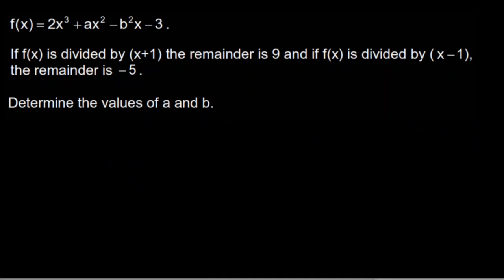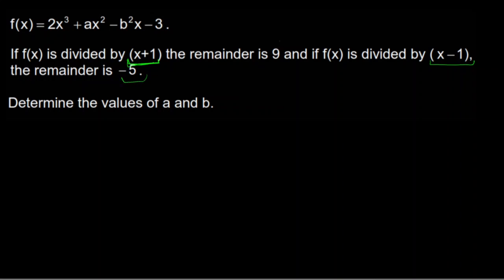So, f of x in this case is equal to 2x cubed plus ax squared minus b squared x minus 3. And then we get given a scenario. Let's see. If f of x is divided by x plus 1, the remainder is 9. And if f of x is divided by x minus 1, the remainder is negative 5.